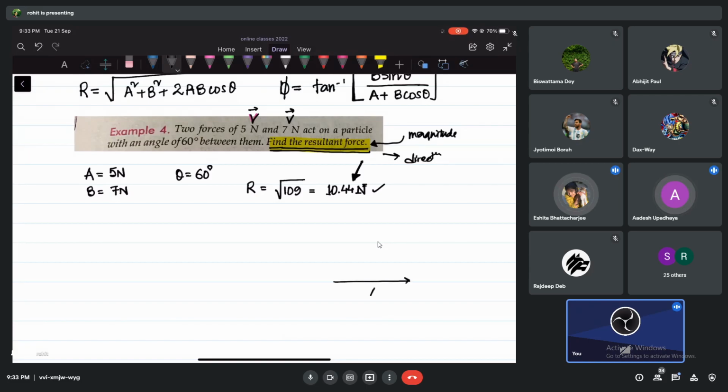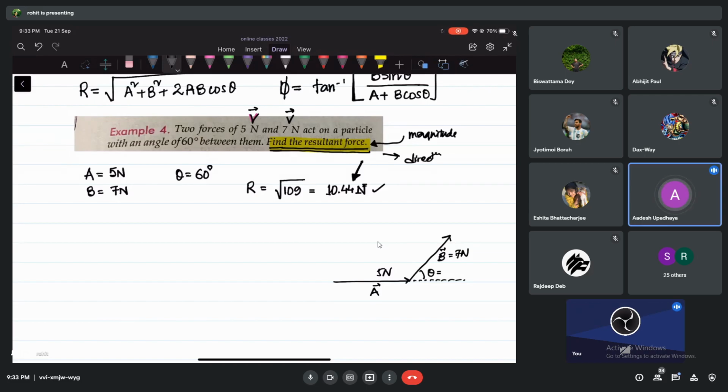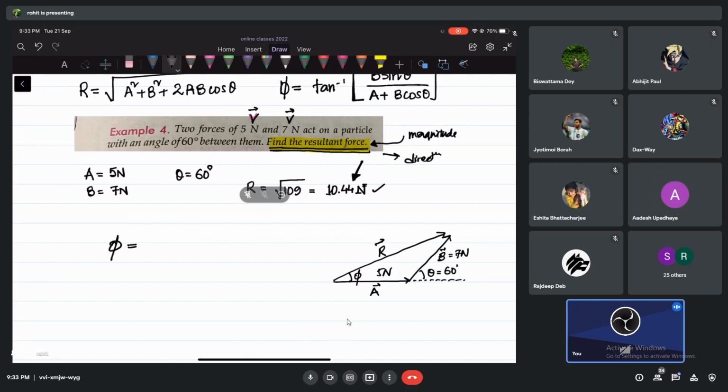What is this? A, no? Yes, sir. A, I just put, and this is B. This is 5 newtons. This is 7 newtons. And this angle, if you remember, this angle is given, right? Theta, 60 degrees. Okay, so I'm looking for phi right now. This phi, right? Yes, sir. There's a resultant, and this is phi. Okay, so how will we calculate phi? Now please tell me that also. Tan inverse. Okay, tan inverse of B sine theta. Calculate, and tell me the answer.